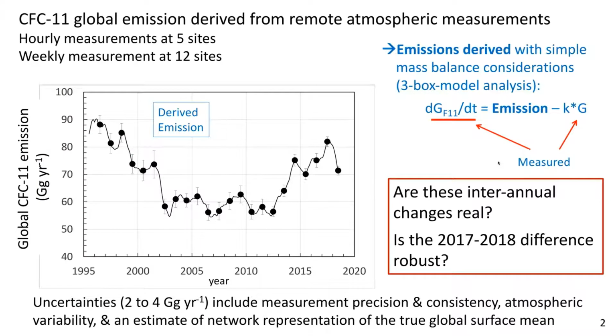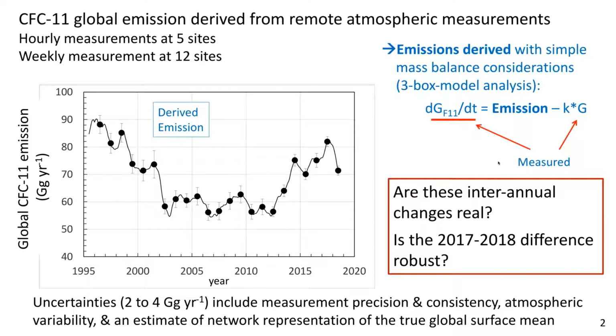So here's a picture of CFC-11 emissions. Each point represents an annual estimate of emission over time. This record is derived from measurements at a dozen different remote sites around the world, where we get weekly flask measurements. And at a subset of those sites, about 5 of them, we have in situ instrumentation. We combine those results to derive this emission history.